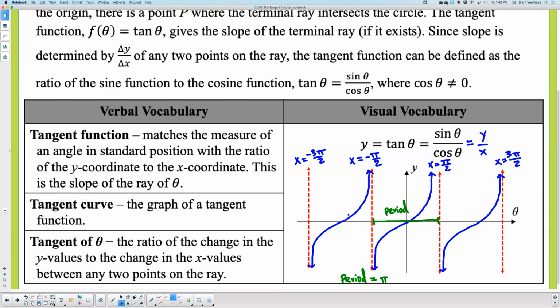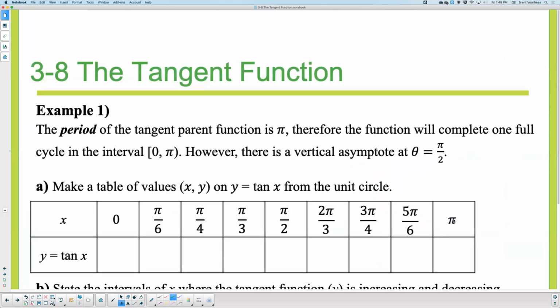It's increasing. When you have a break there, you wouldn't call this a decreasing break. The graph broke, and when we start back over, it's increasing again. This tangent function I just showed you is only increasing. All right, so let's look at some examples today.